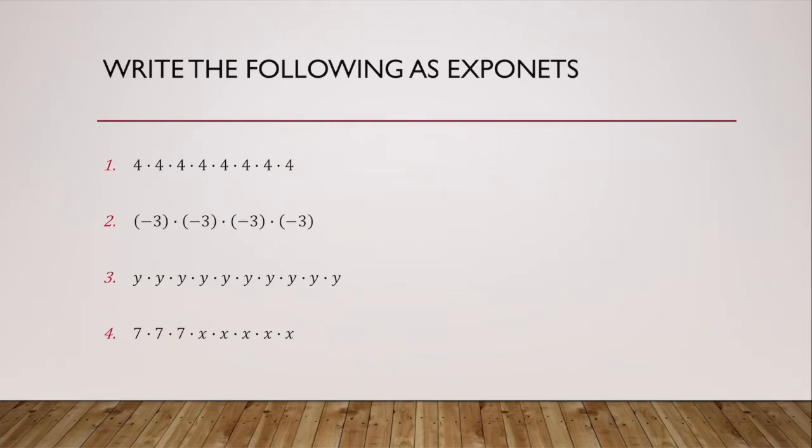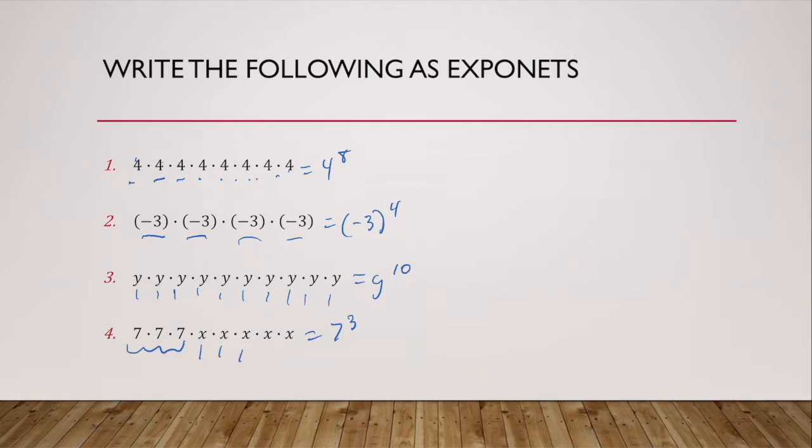Let's go ahead and write the following as exponents. If I have 4 times 4 times 4 times 4 times 4, so I've got 1, 2, 3, 4, 5, 6, 7, 8, this would be 4 to the 8th. If I have negative 3 times itself 1, 2, 3, 4, that would be negative 3 to the 4th. If I've got y 1, 2, 3, 4, 5, 6, 7, 8, 9, 10 times, that'd be y to the 10th. Here I've got 3 7s, so I've got 7 cubed, and that's times some variable, 1, 2, 3, 4, 5: 7 cubed x to the 5th.